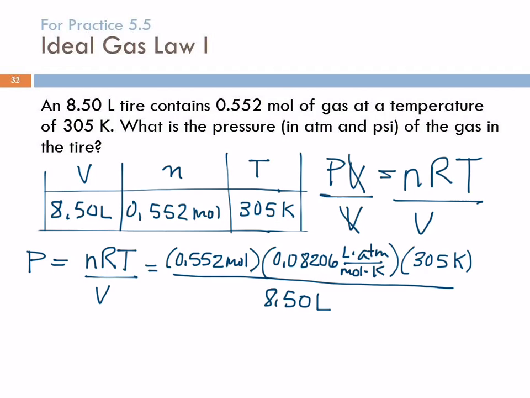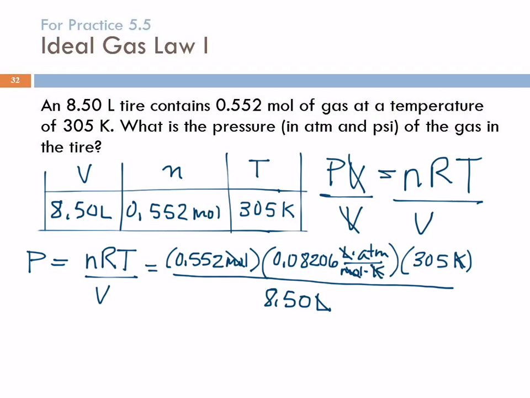Before you calculate, check the units. Well, here I've got moles and moles. Those are going to cancel. I've got liters and liters. Those are going to cancel. Atmospheres, no, there aren't any atmospheres. Kelvin and Kelvin, those will cancel out. I'm left with atmospheres, which is a unit of pressure. That's looking good.